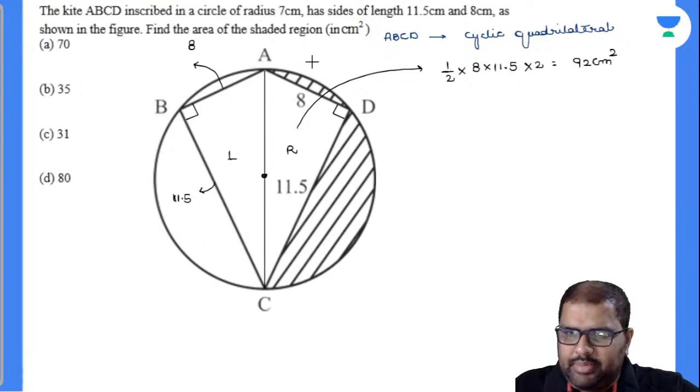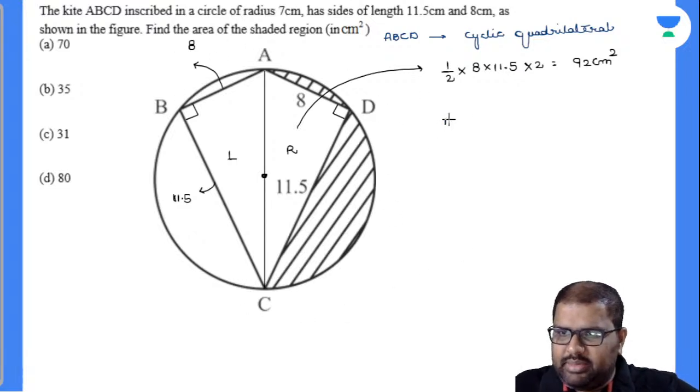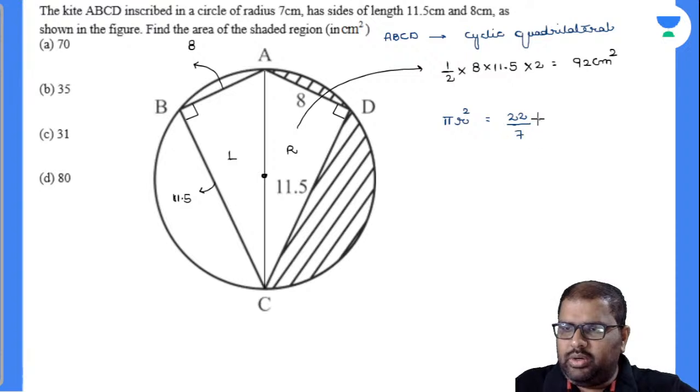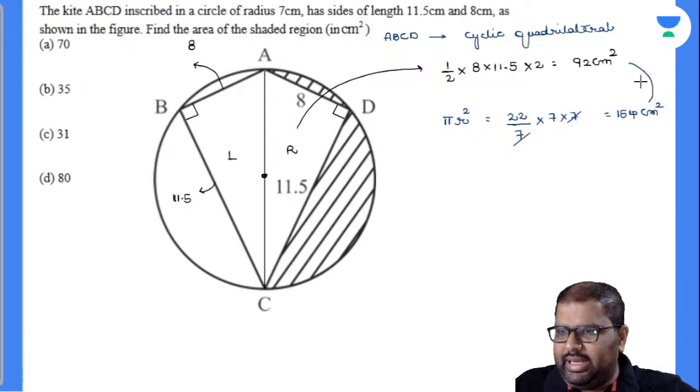Now you closely observe that, find out the area of the circle. Area of the circle is nothing but pi r square, and radius of the circle is given as 7. So 22 divided by 7 into 7 into 7. So finally 7 gets cancelled. It will be 154 centimeters square. Now subtract the kite area from the circle. Now what will be this thing? Is it 62 centimeters square?